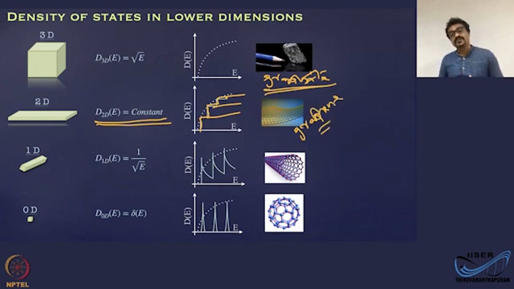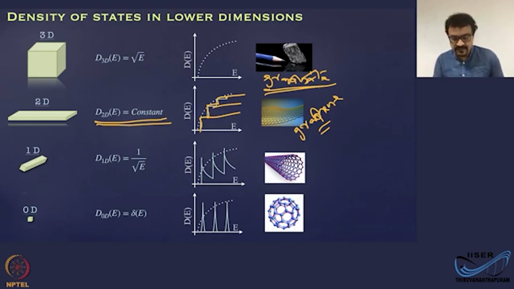There are a lot of other examples also: semiconductor heterostructures, quantum wells. There are many examples of 2-dimensional systems, such as the interface between two materials. These are all 2-dimensional systems, and in 2D, the density of states is actually a constant.